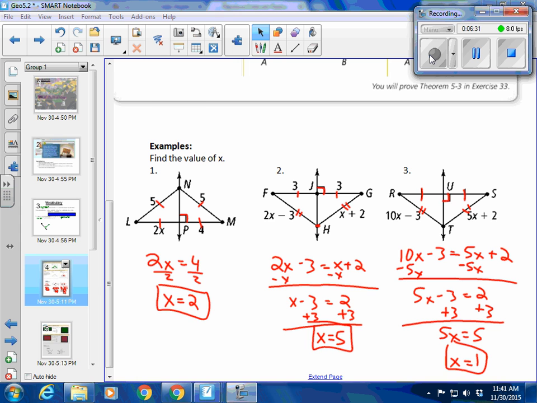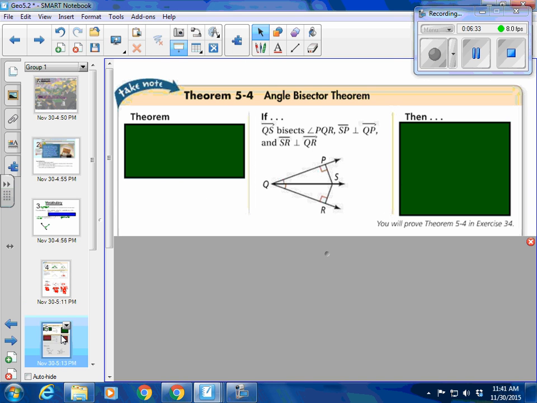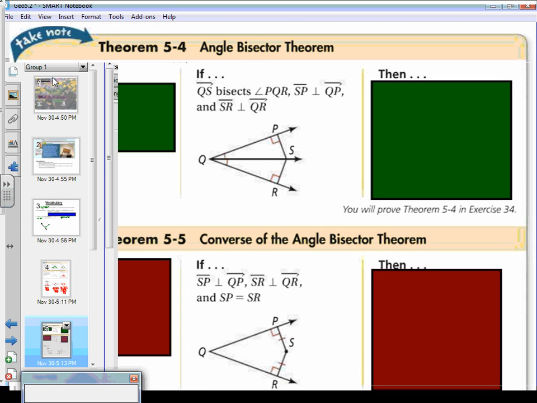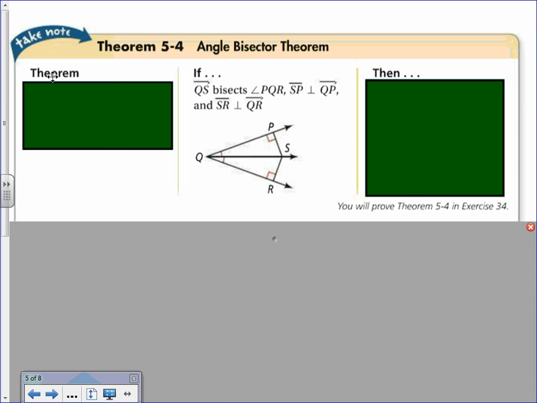Alright, so that is the first two theorems. Now the second two theorems, we're going to deal with angle bisectors. So angle bisectors, again, are very similar. They cut an angle in half, so the two angles this creates are going to be exactly the same.